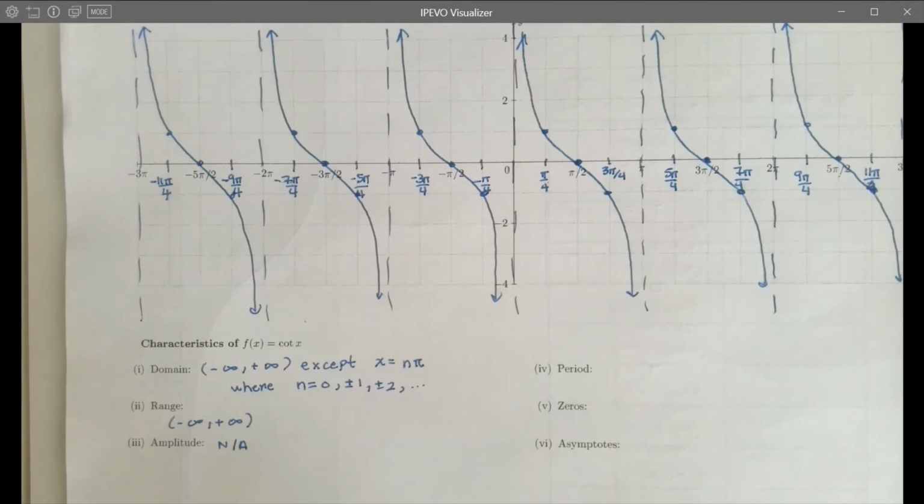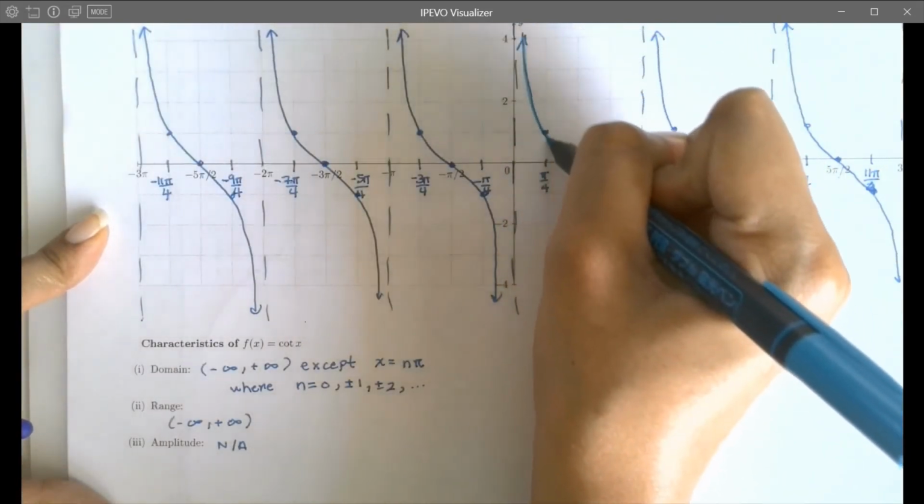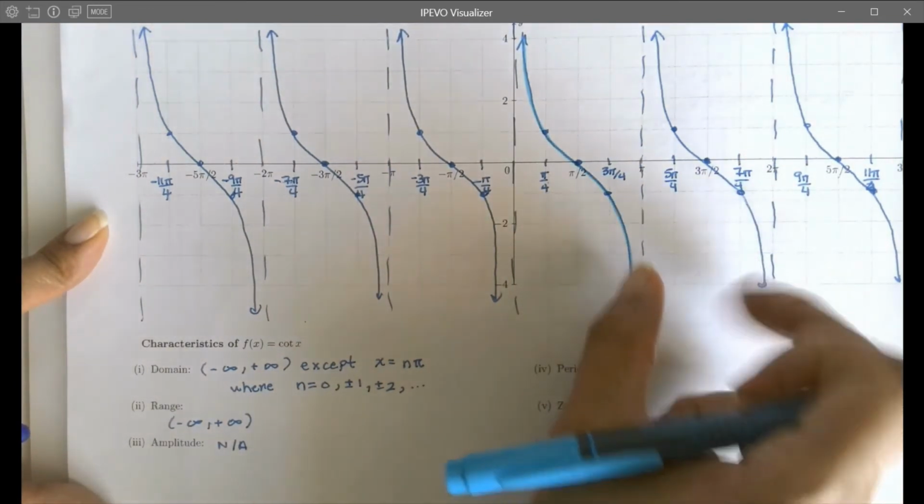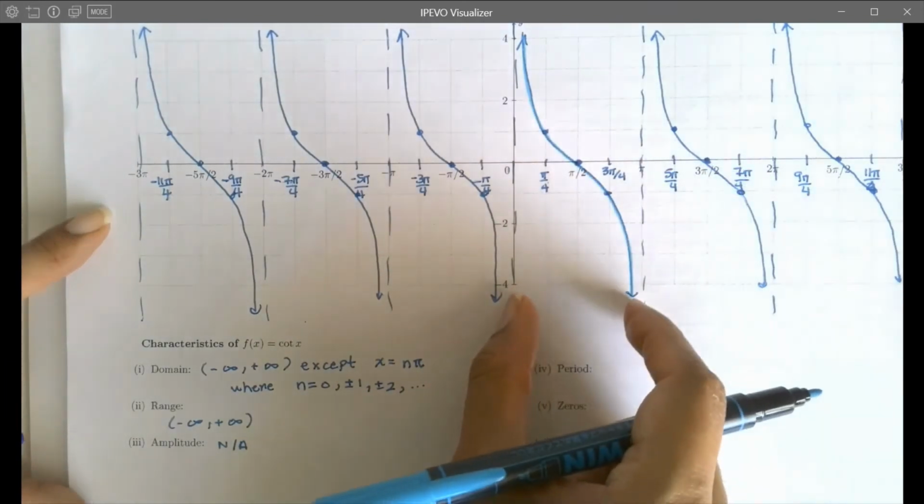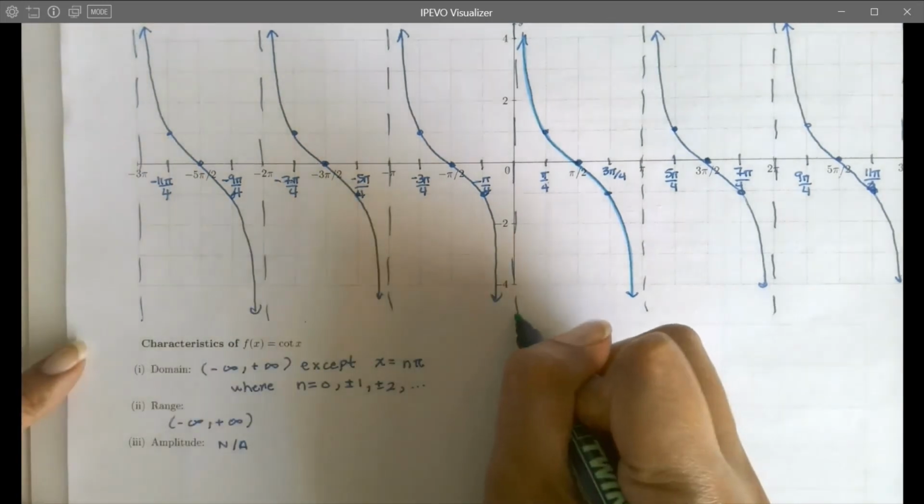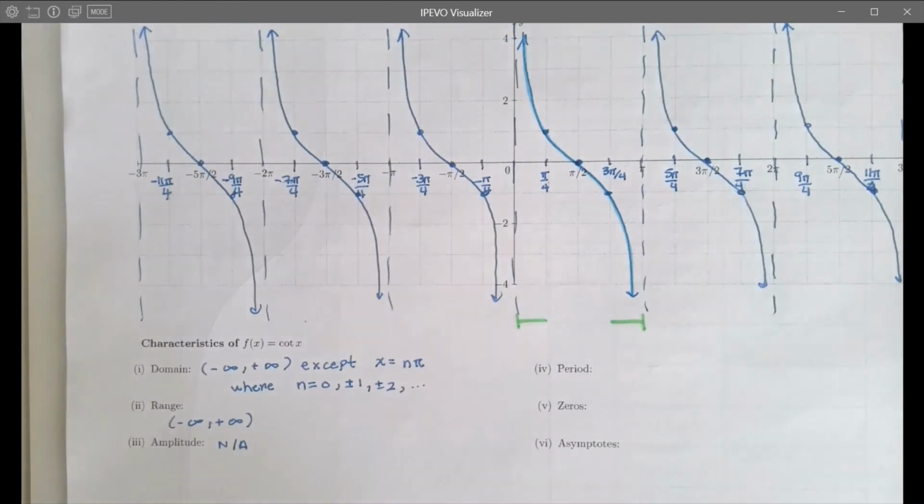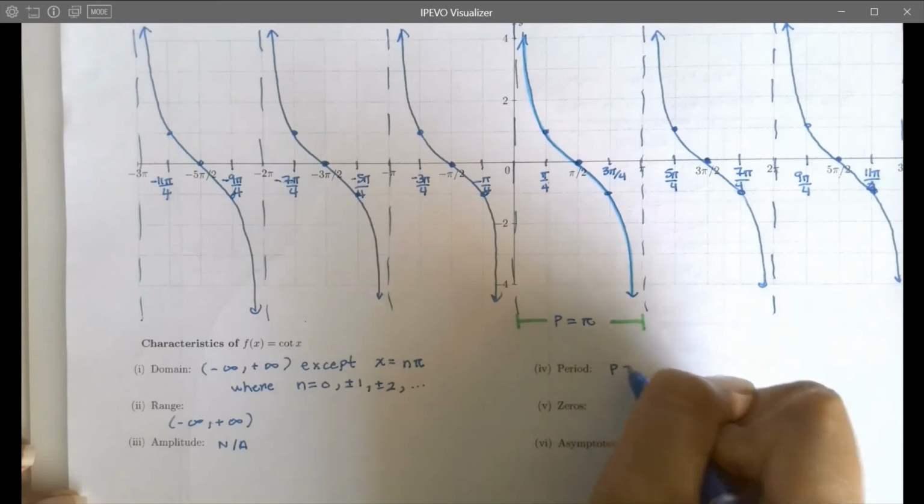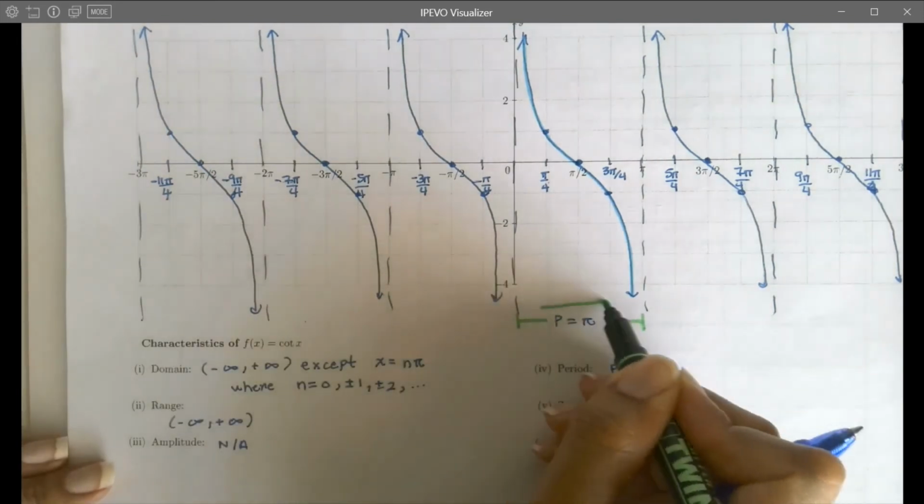And then the period is how long it takes along the x-axis in order for one cycle to repeat, or in order for the graph to repeat. So I can see that one cycle is happening between 0 and pi, and then after that I notice a repetition of the graph. So that means that the period is going to be pi, just like what we saw for tan. Okay, so the period is going to be pi. I'm writing p for the period.